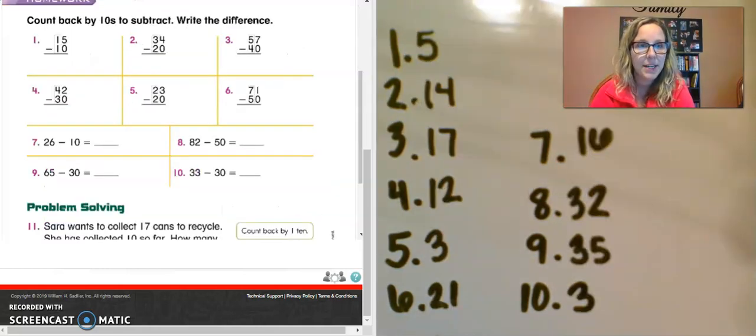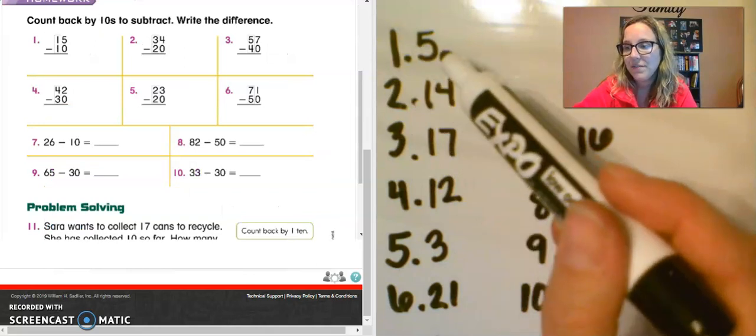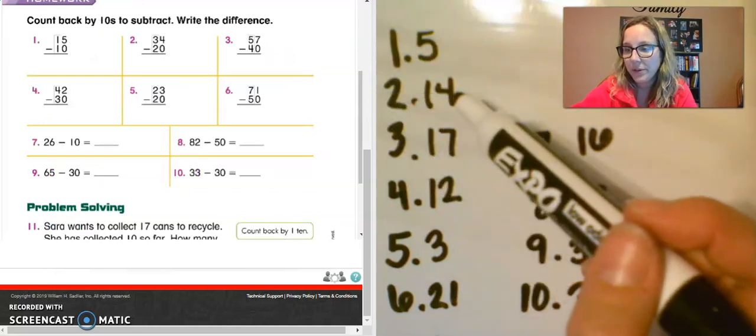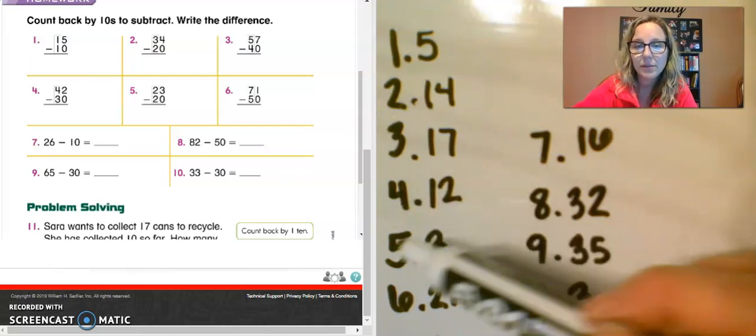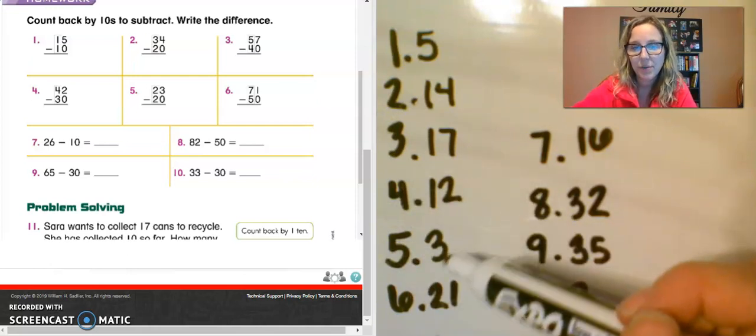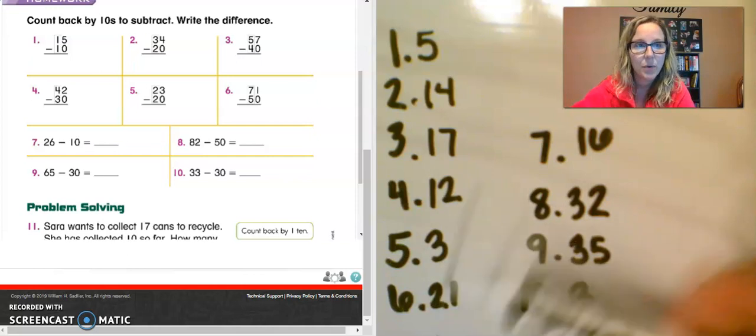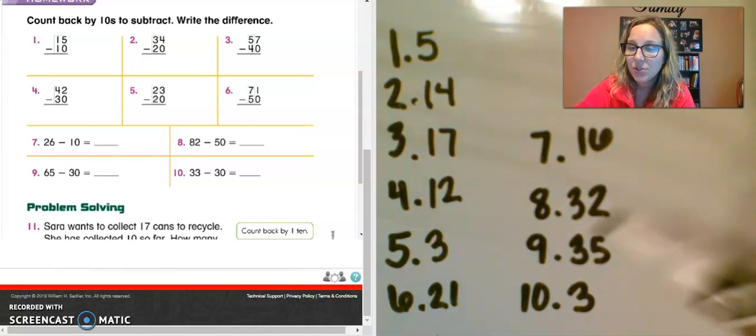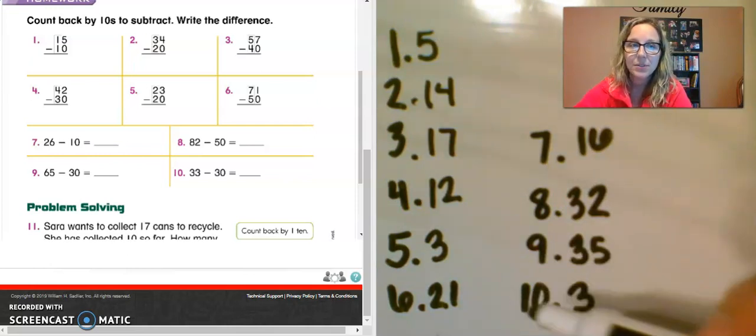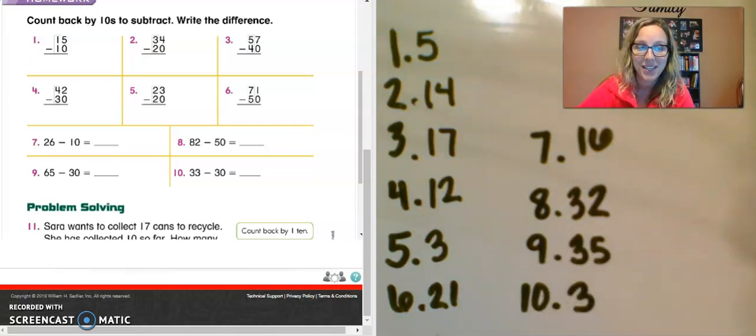At the top of the next page, number 1, you should have 5. Number 2, you should have 14. 3, 17. 4, you should have 12. 5, you should have 3. Number 6, you should have 21. Number 7, you should have 16. Number 8, you should have 32. Number 9, 35. And number 10, you should have 3.